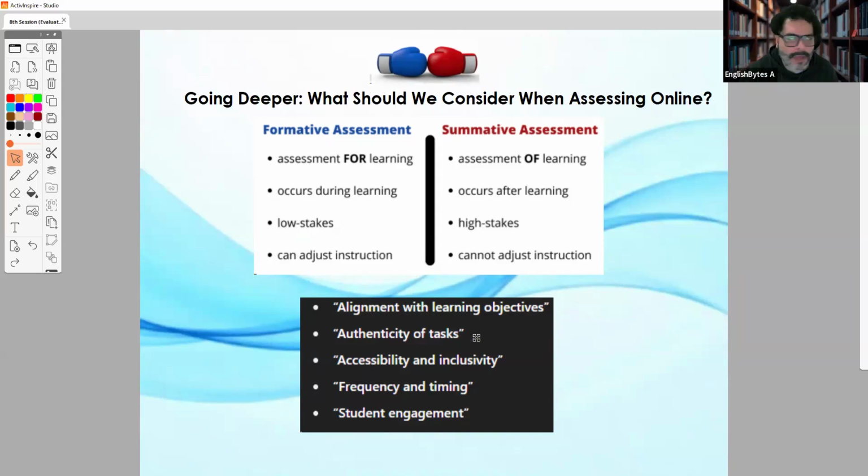The authenticity of tasks, guys, and we will see that in a minute. Everything doesn't have to be a written test. I know most of you like to do different things with your students.